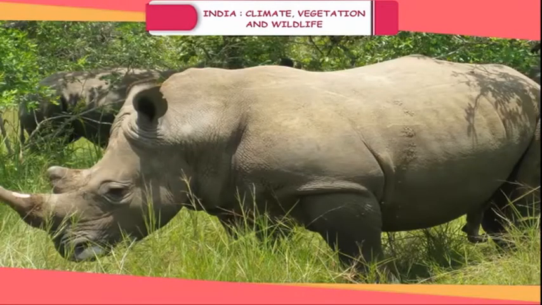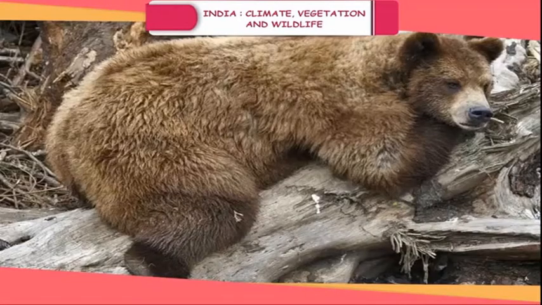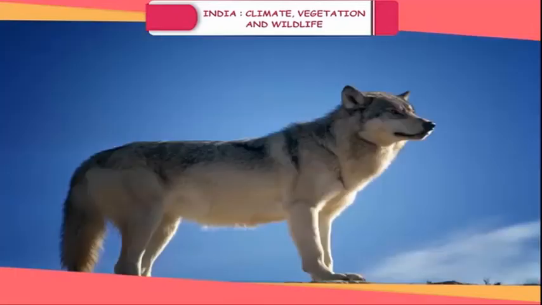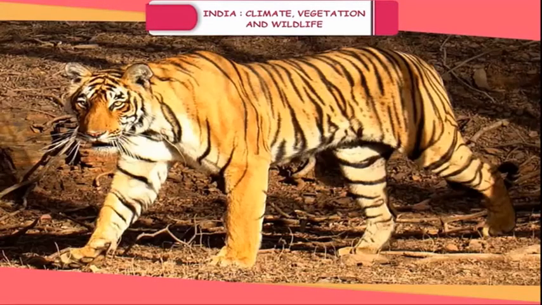Rhinoceros prefer swampy and marshy lands. They are found in Assam and West Bengal. Wild goats, snow leopards, bears, etc. are found in the Himalayan region. Besides these, many other animals are found in our country, such as monkey, wolf, jackal, cheetah, etc. Bengal tiger is the native of Ganga-Brahmaputra Delta, Sundarbans.